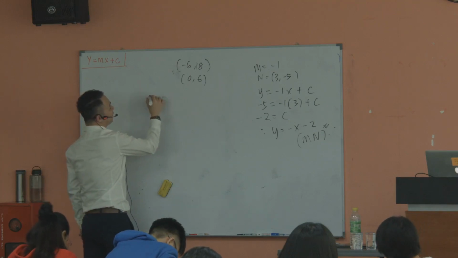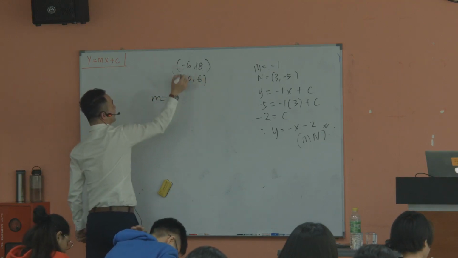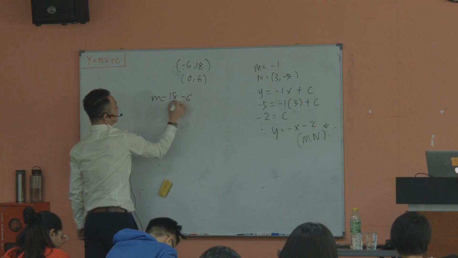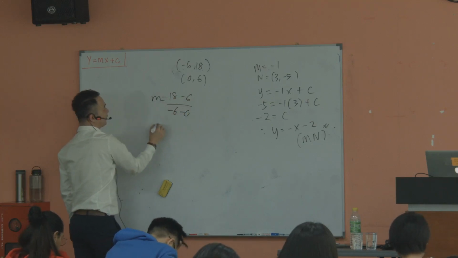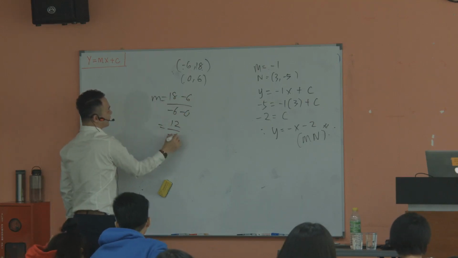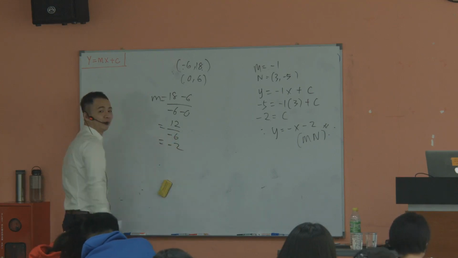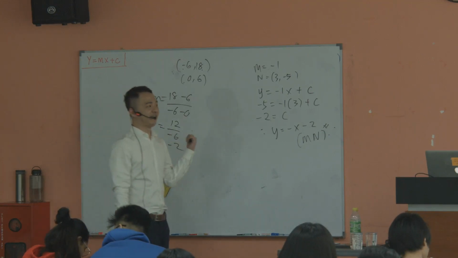Okay, so the gradient formula is y minus y, x minus x. 18 minus 6, -6 minus 0. So it's 12 over -6, which is -2. Okay, I found the gradient already.